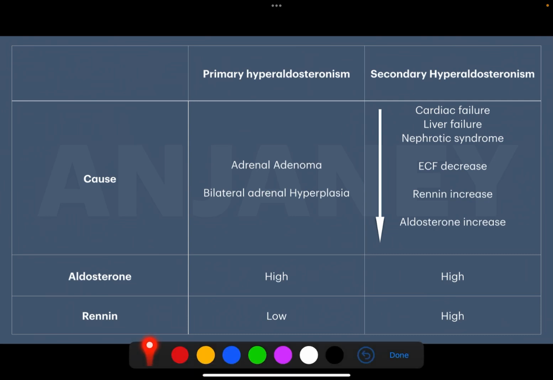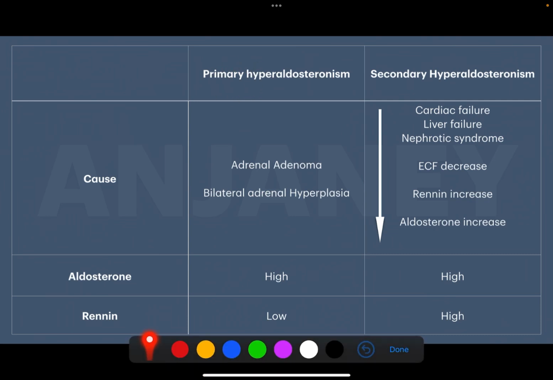Now we'll study it in more detail. In primary, what was happening was renin was low and aldosterone is high. So in primary, renin was low. It was not related to renin. Aldosterone was high because of adrenal adenoma. Adenoma is a tumor, or bilateral adrenal hyperplasia. What is hyperplasia? Hyperplasia is an increase in the number of cells. If there are more cells, then they will secrete more aldosterone, right?